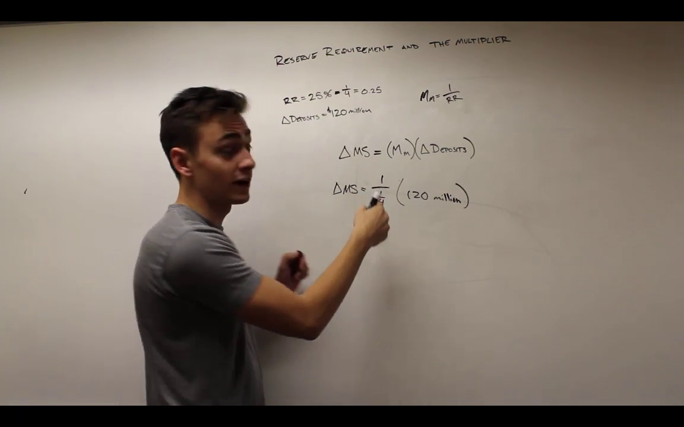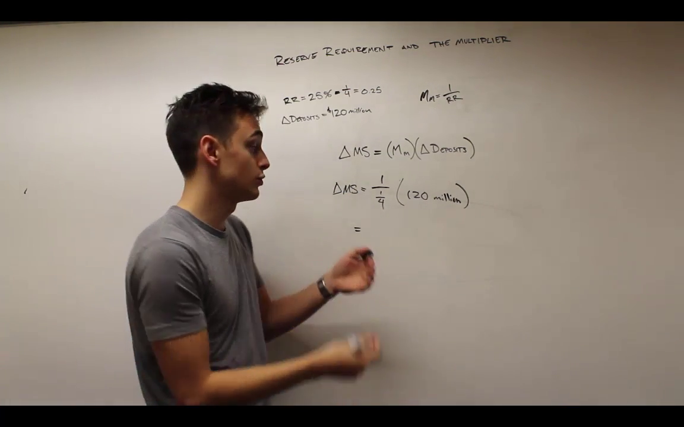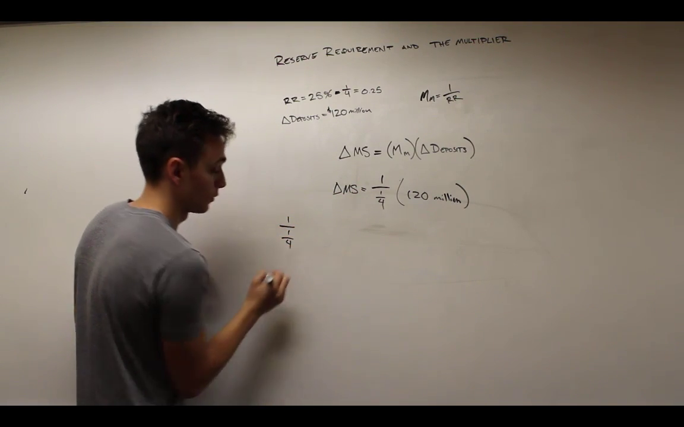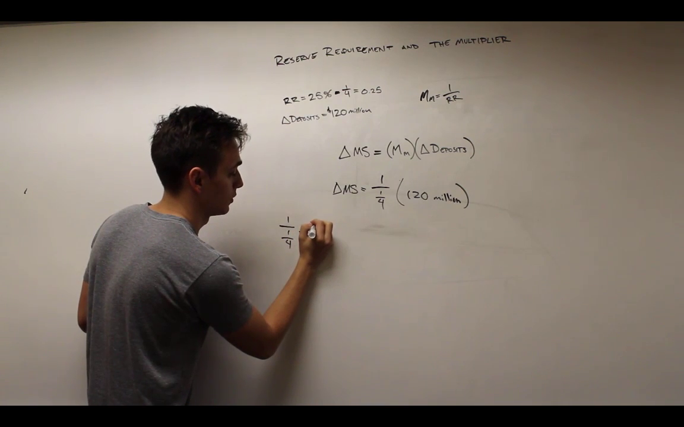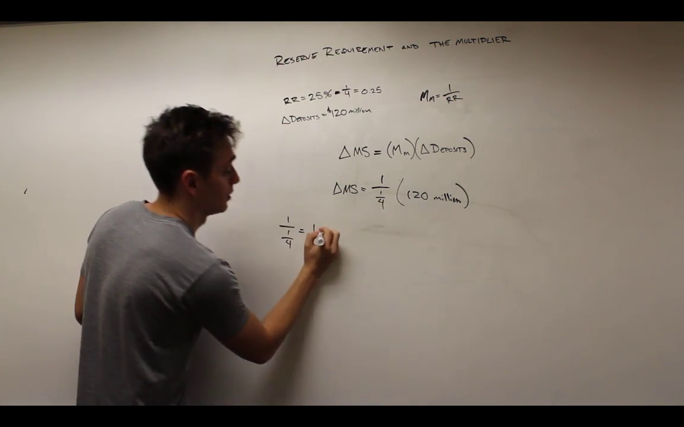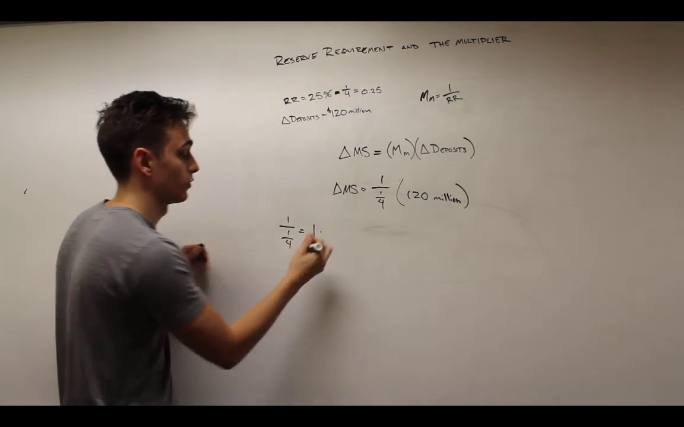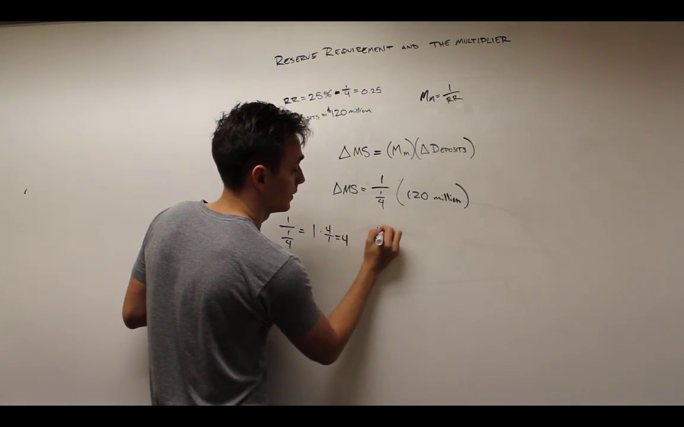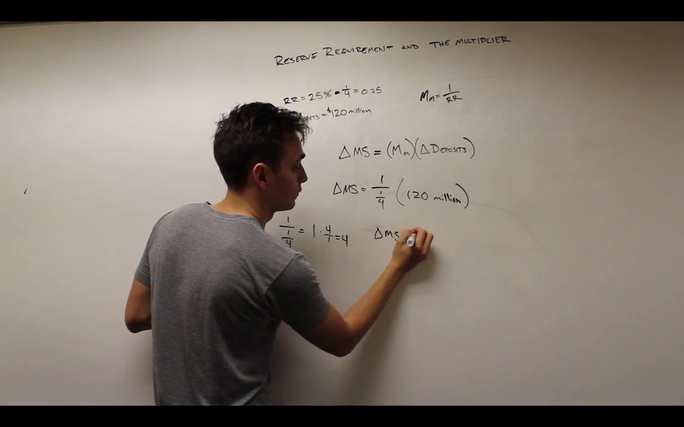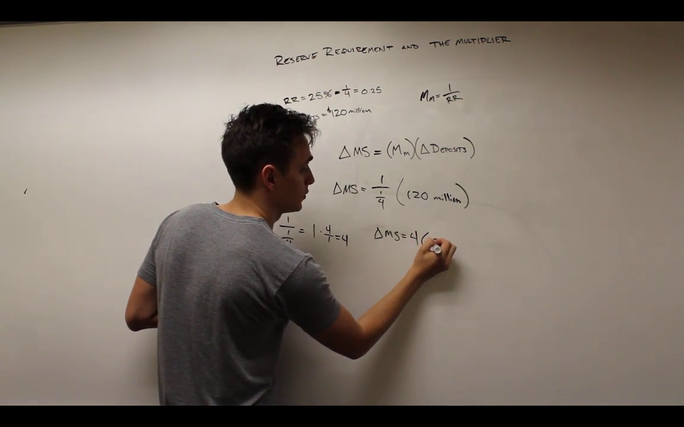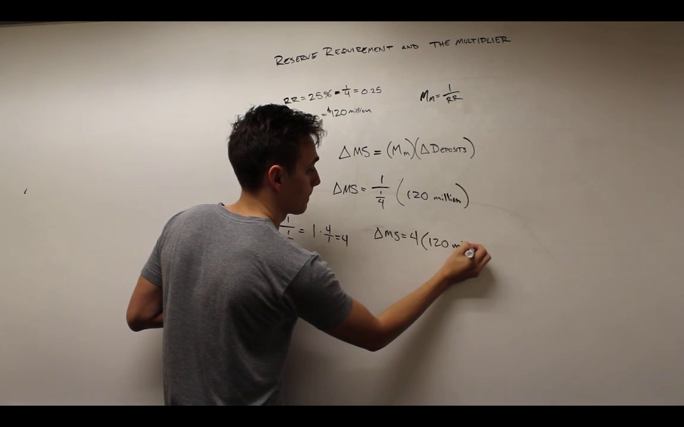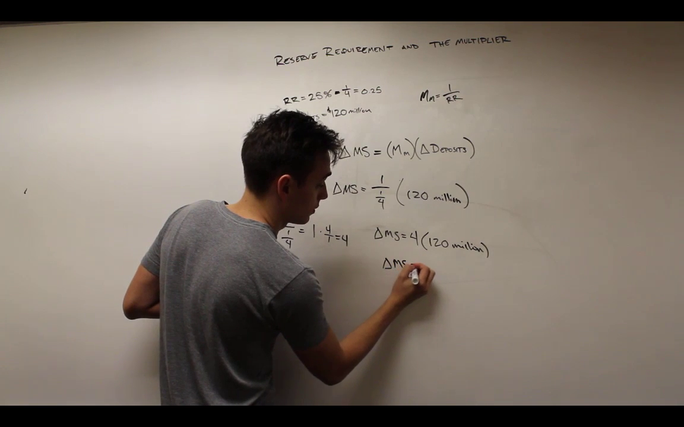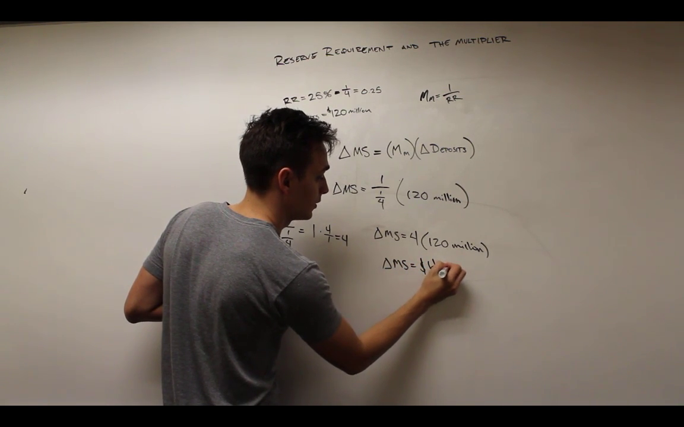Again, when you're dividing and a fraction is in the denominator, what you do is you just flip it over and then multiply. So 1 divided by 1 over 4 is equal to 1 times 4 over 1, which equals 4. So this change in the money supply equals 4 times 120 million. So the change in the money supply equals 480 million.